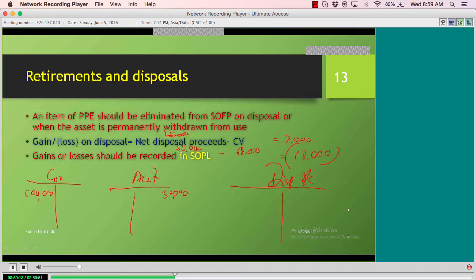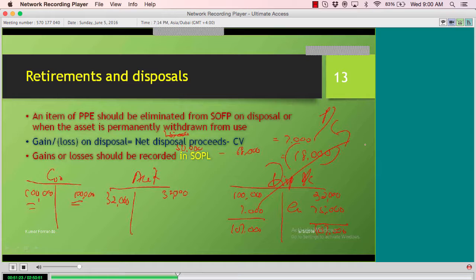Open up a disposal account, credit the asset account with the cost figure, 100,000, and debit that 100,000 to the disposal account. Because you have disposed the asset, your accumulated depreciation also should be disposed. Debit accumulated depreciation with 32,000, credit the disposal account with 32,000. And now, if you get 75,000 money, debit cash, credit 75,000 to the disposal account. Now balance the account. 7,000 will go to the P&L as a profit. You debit the disposal account, credit P&L as a gain on sale of assets 7,000.